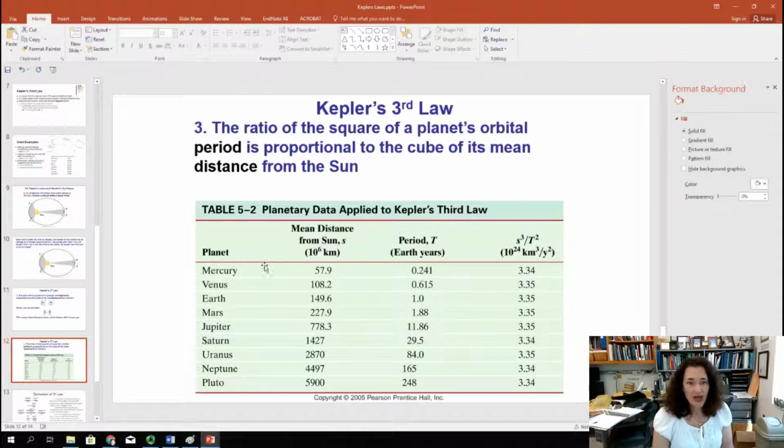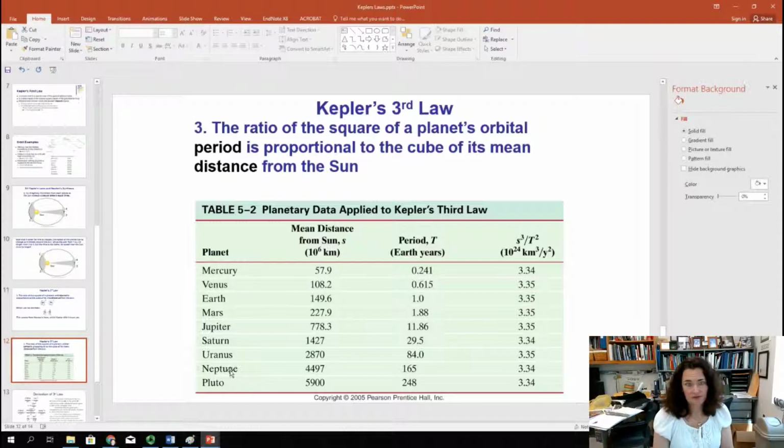You can look at the mean distance from the Sun for Mercury, for example, which is 57.9 times 10 to the 6 kilometers. And the period for Mercury's orbit in Earth years, 0.241 Earth years. If you take the ratio of the semi-major axis cubed to the period squared, then you'll get 3.34 times 10 to the 24 kilometers cubed per year squared. But you can see that that ratio is roughly the same for all the planets, and that's what Kepler observed in his third law.